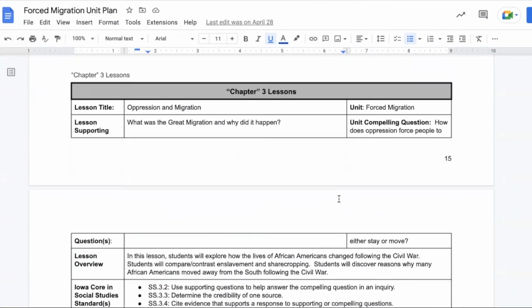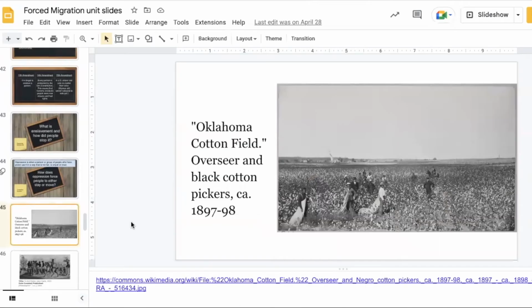Chapter 3 is about oppression and migration, and we're talking about the Great Migration. So we start by looking at this picture, and students will probably note that it looks a lot like the cotton field picture that took place during enslavement, versus right now the years show that this was not during the time of enslavement. It was in fact after the Civil War ended. And so this could move into a conversation on sharecropping.